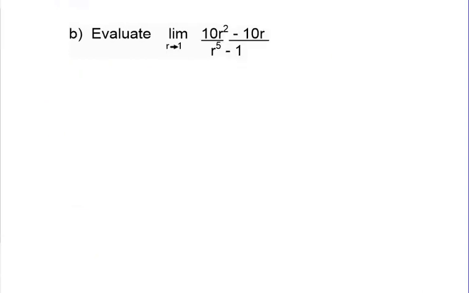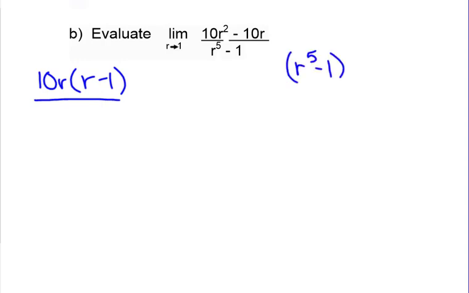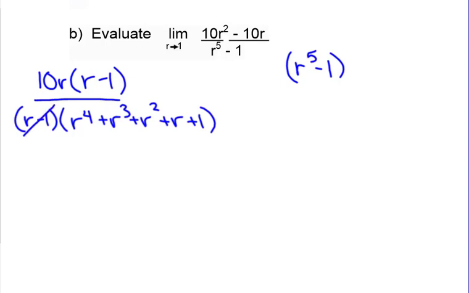So our next one, our first step, if we plugged 1 in, 1 to the 5th is 1, subtract 1 is 0. We end up with a 0 in the denominator, doesn't work. So factoring in our numerator, we have a common factor of 10r, and we're left with r subtract 1. And in our denominator, well, do you remember how we factored our difference of higher powers? So our r to the 5th minus 1, this is like difference of cubes. So this would be r minus 1 and r to the 4th plus r cubed plus r squared plus r plus 1. Our r minus 1's cancel out.